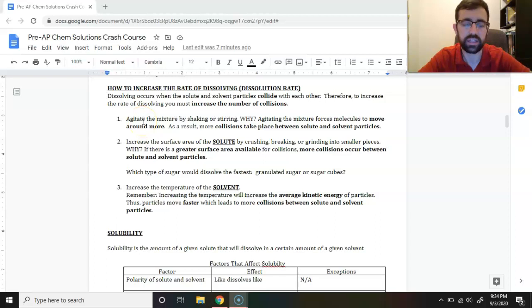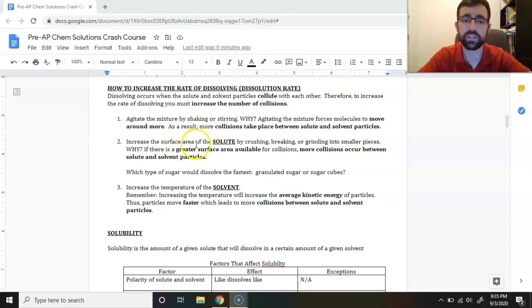All right, agitating the mixture. Why is it that that would make something dissolve faster? Well, the reason is because if you agitate the mixture, that forces the molecules to move around more. As a result, more collisions take place between the solute and the solvent particles. And if you get more collisions, it dissolves faster.